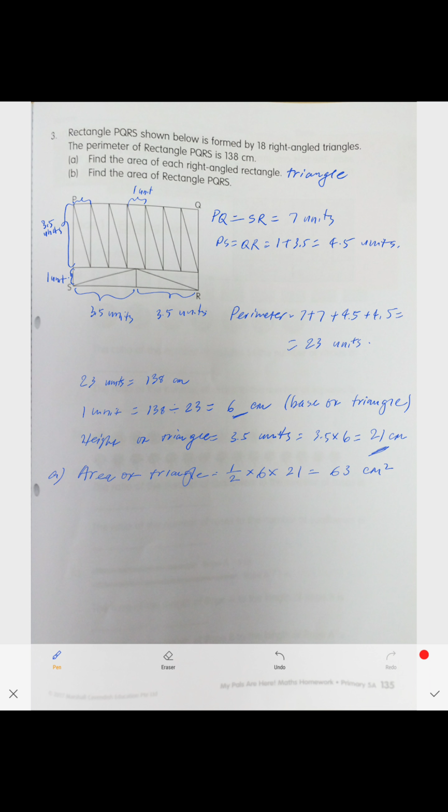And this is our answer, A. They ask us the area of the triangle. We found the area of one triangle. Now we need to find the area of the whole rectangle PQRS. Well, it's simple. We have 18 right angle triangles here, and we just found the area of one. So we just multiply 63 times 18, 1134 square centimeters. All right, that's your answer.